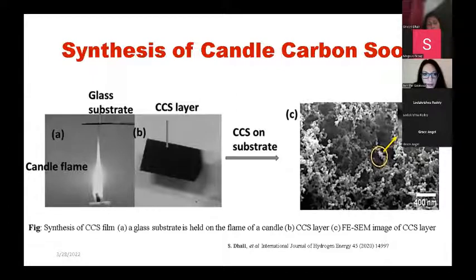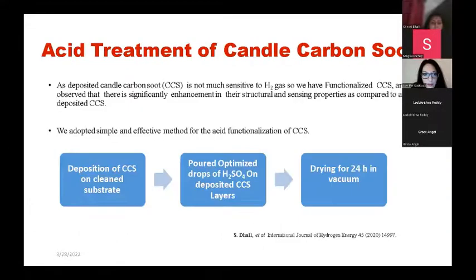Actually, when we talk about a sensor, we need a high surface to volume ratio, so good absorption is possible. So first we optimized the CCS layers by hit and trial methods, and then we designed the gas sensor. But as we said earlier, as-synthesized material is not effective for gas sensing.